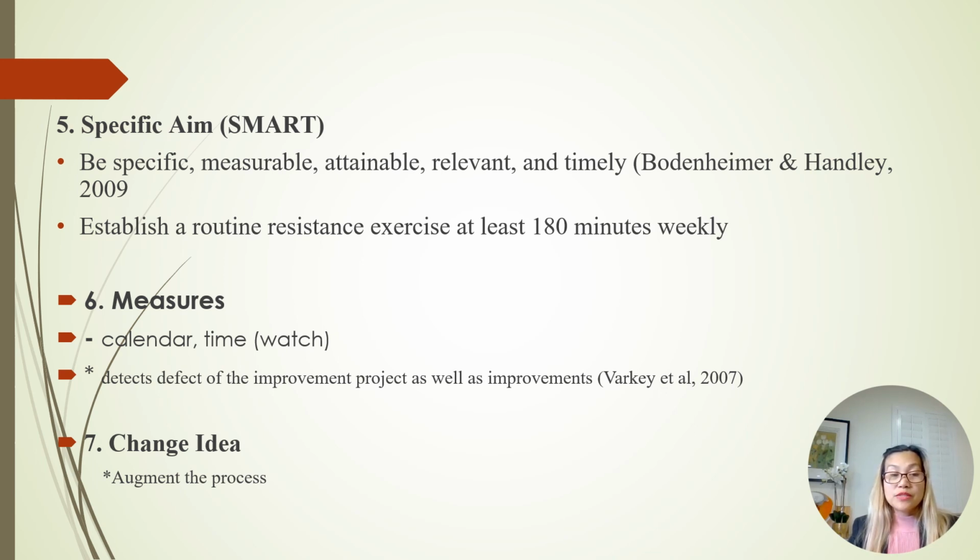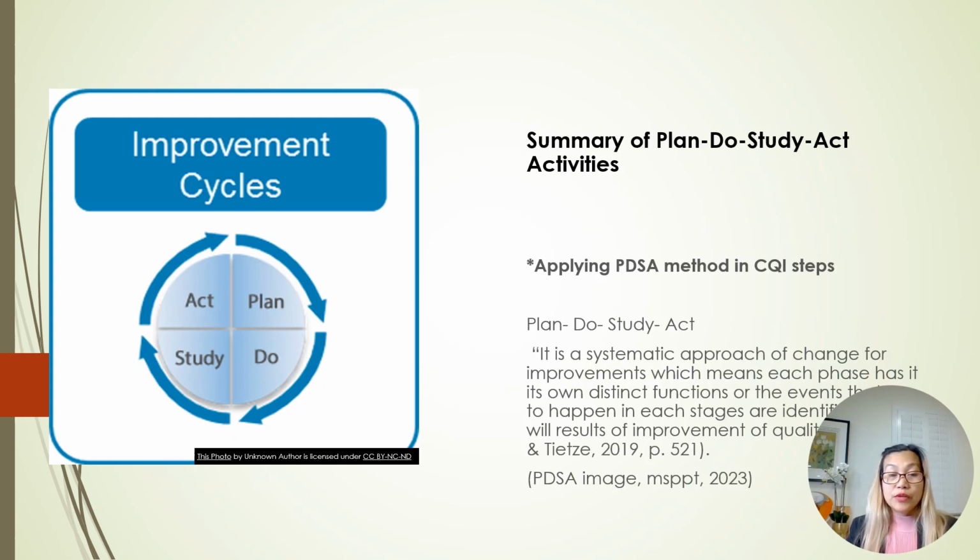Next is processes and measures, and yes, we need to record it. For me, I use a calendar and I time every time I start and finish my exercise. I'm tracking whether I'm reaching my goal of 180 minutes weekly. And then change ideas. We can always change ideas along the way. If we see something's wrong, we amend the process. There's always room for that. And there you go, the PDSA.